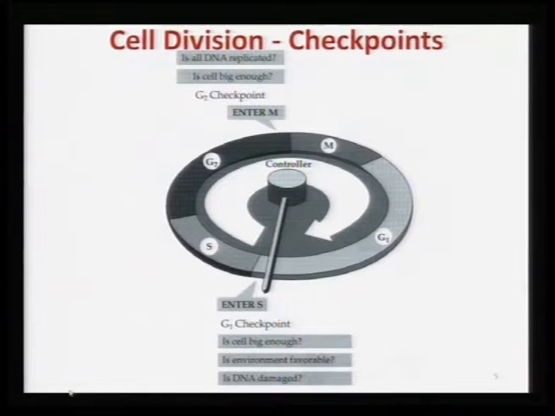So, in cells, there will be automatic checking for what? That is the G1 checkpoint. Is the cell big enough? Is the environment favorable? Is the DNA damaged? If the DNA is damaged, then cells will not even move to the S phase. The cell cycle will be stopped here, and cells will initiate their own suicidal program, which is known as cell apoptosis. Are you getting my point?